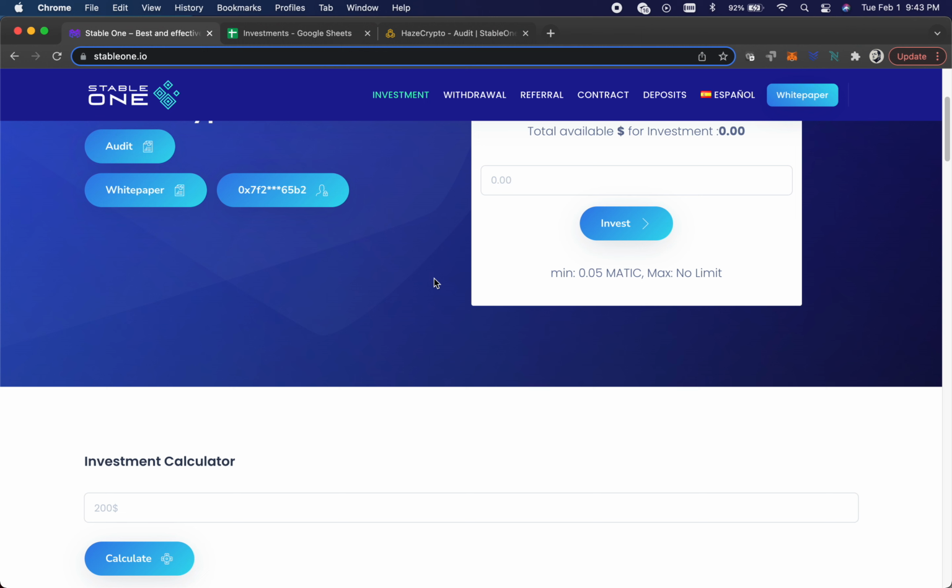So this started happening. More and more people complained and said, hey, I can't withdraw. So the first thing Stable One did, which was probably the smartest thing they did, was they took down the 21% reinvestment and just turned it off, and said, hey, this isn't happening anymore. We're going to try and fix things. Problem is, this is locked into a smart contract. They can't change the code.